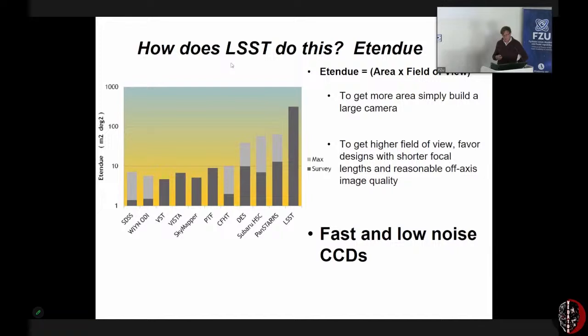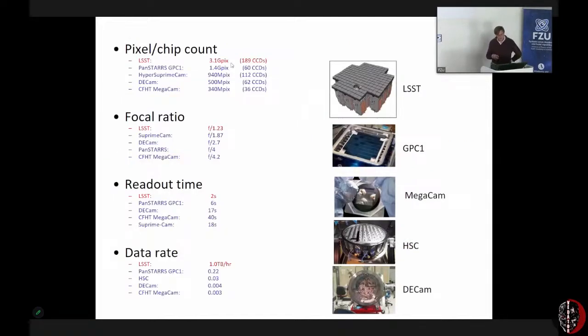What it needs to measure is large area times field of view. It's sometimes called étendue, it's a French word. So to get more area, build a large camera, and to get a high field of view, favor designs with shorter focal lengths and reasonable off-axis image quality. The key to that is fast and low noise CCDs. So that's a comparison of main parameters for different cameras built in the last couple of decades. LSST is highlighted in red.